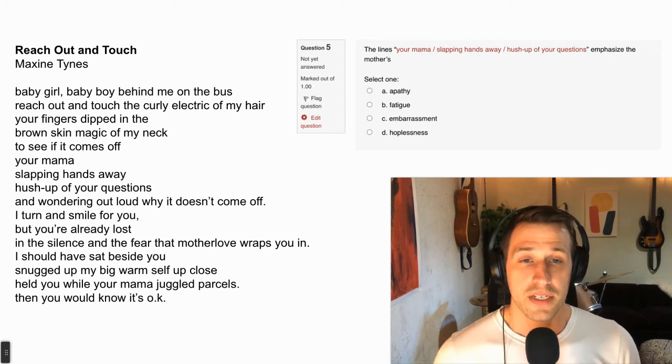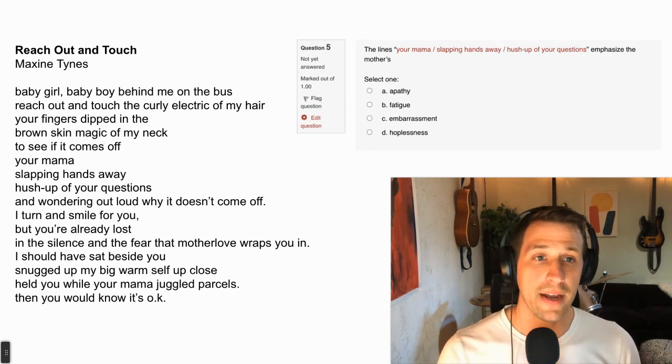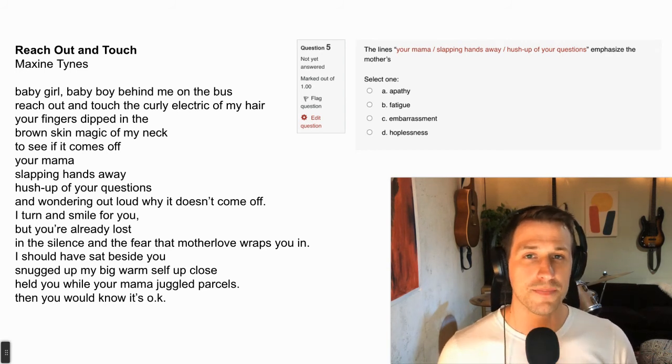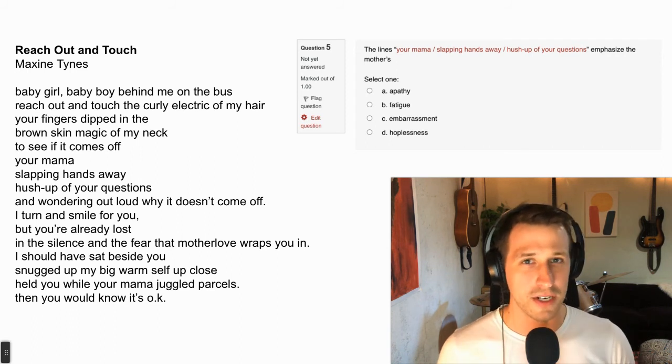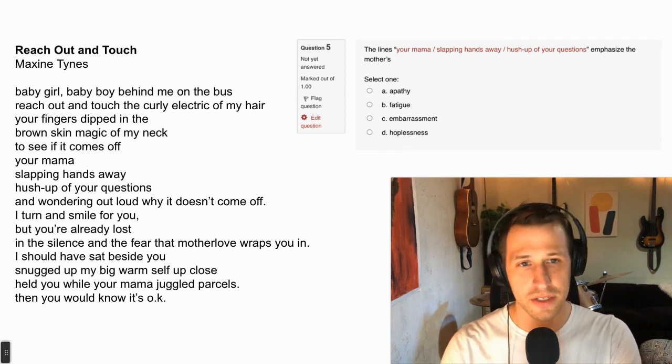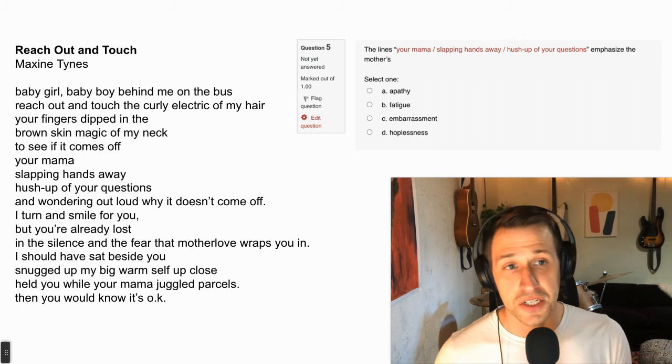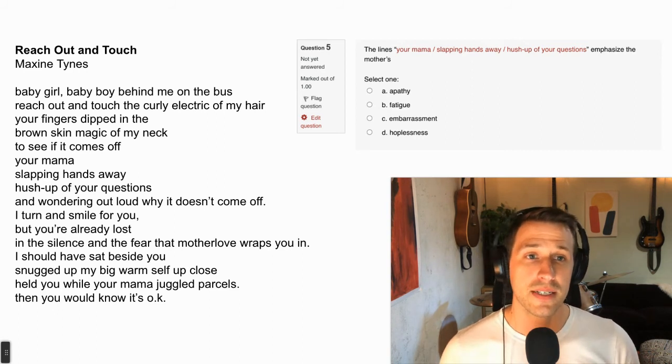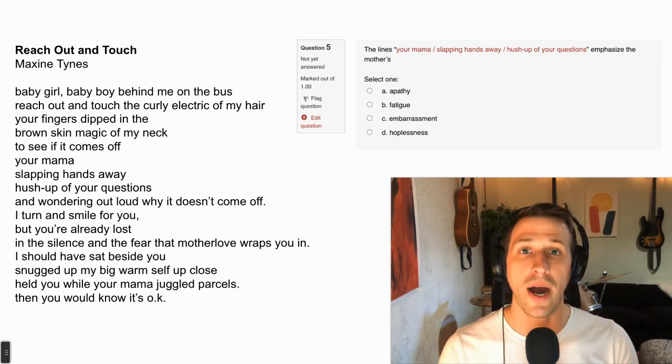Again, let's continue with the other line. Your mama slapping your hands away. Hush up your questions. Return to the mother. We haven't talked about her a ton and her reaction. And this is her reaction. She slaps their hands away and says, like, hush up, and be quiet. Like, stop asking those questions.